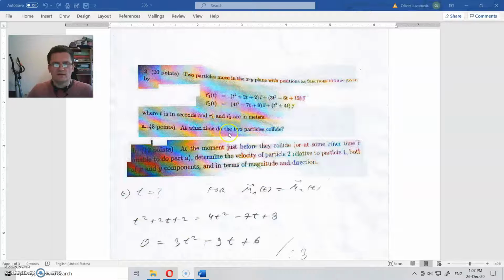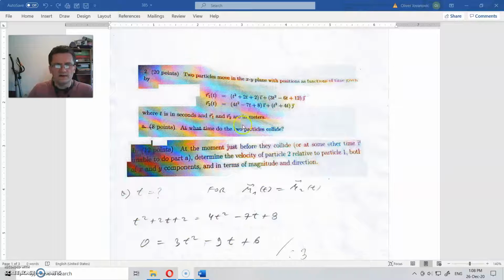At what time do the two particles collide? That is under A and under B. At the moment just before they collide, determine the velocity of particle 2 relative to particle 1. Both x and y components, in terms of magnitude and direction.